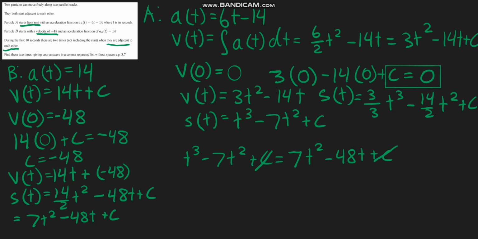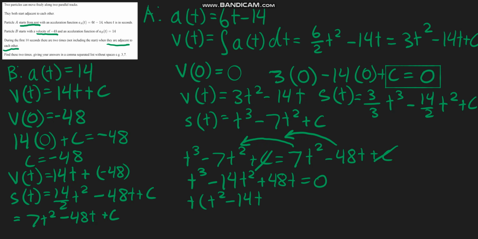Now let's move everything to one side. I like to keep my exponents with the highest number on the positive side, so we're going to move it to the left side. So we get t cubed, moving this over to here, we get negative 14t squared, once again moving this to the other side, plus 48t is equal to 0. Now we can simply factor out. So we're going to start with t times t squared minus 14t plus 48.